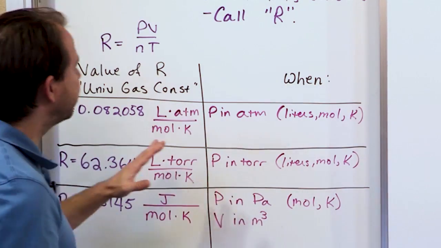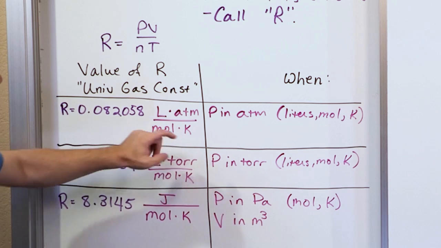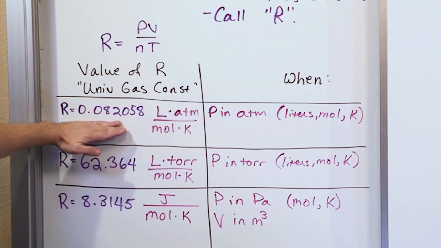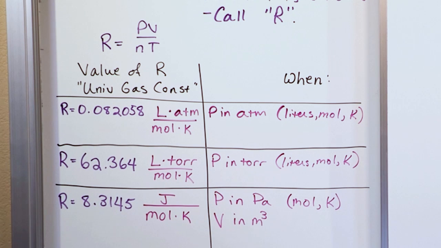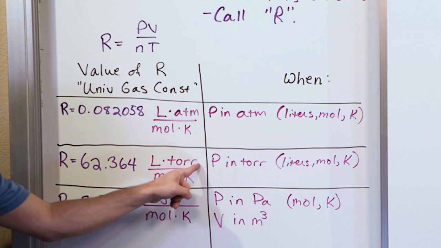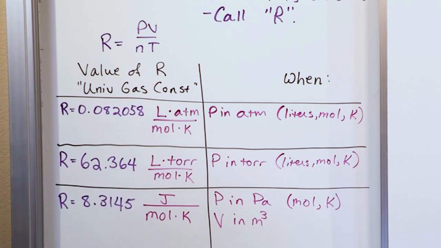But certainly these are the most common ones. Almost always you're going to use liters, atmospheres, moles, and Kelvin whenever you're dealing with these kinds of problems, in which case you use this value of R. And these units here are the units of R, okay? Also, if you're using P in torr, then you'll be dealing with liters, torr, moles, and Kelvin. You would use this value of R.